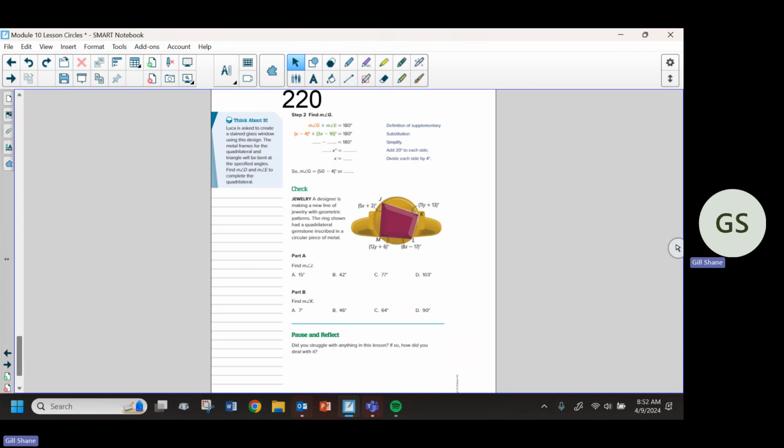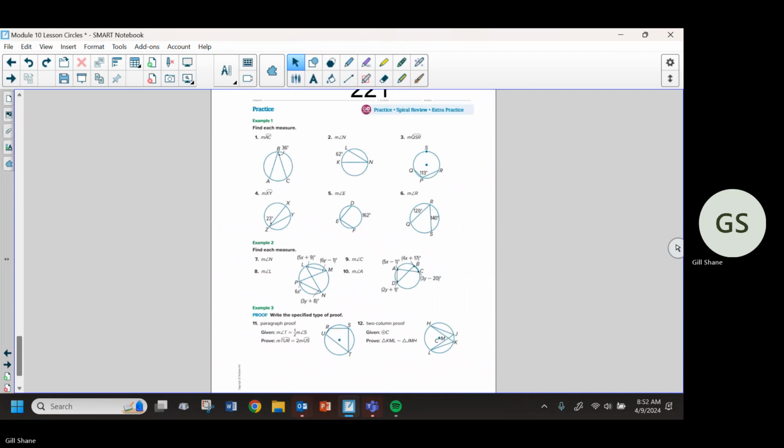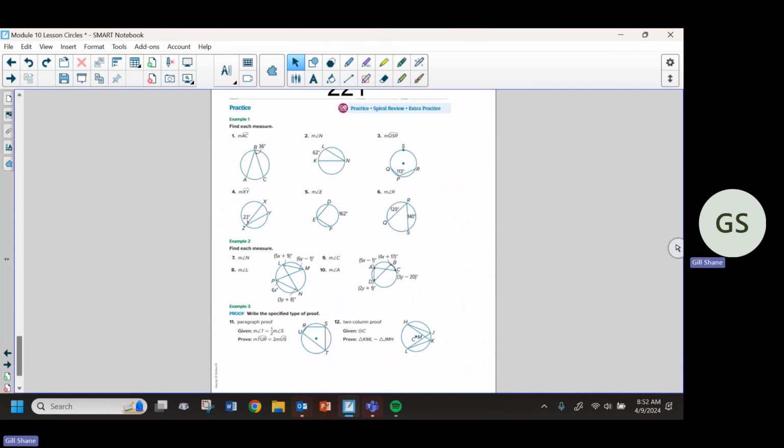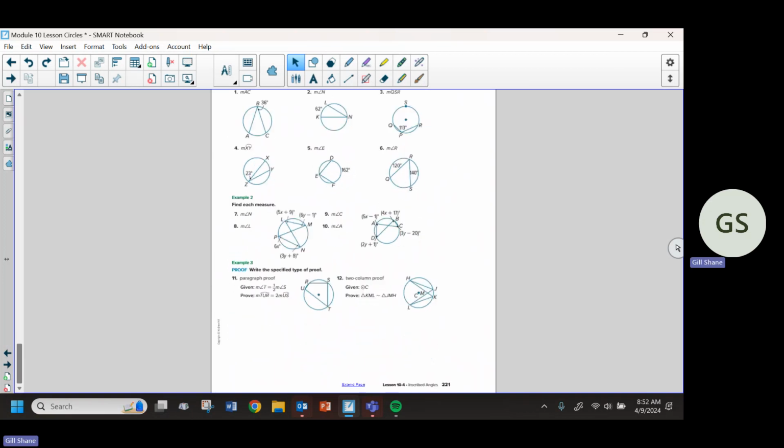You should really be able to do the rest of them. So I'm just going to say, go ahead and start working on the rest of the examples. I'll assign some problems also from the practice. So that's page 221. You do not have to do proofs. The 221, 1 through 10. So again, just keep working on the rest of the examples. And I'm going to put the practice.